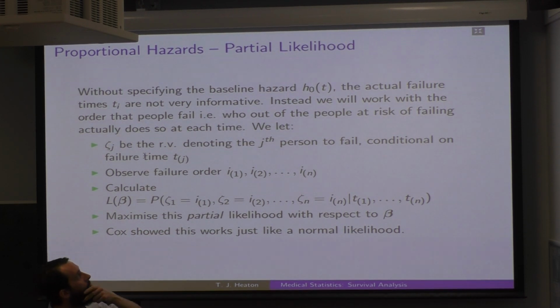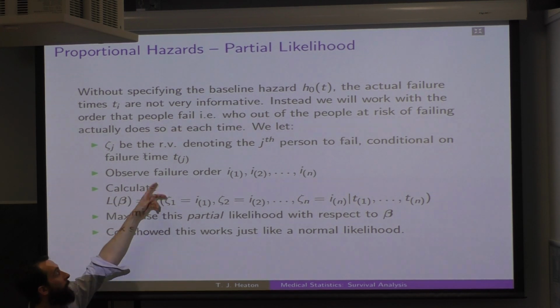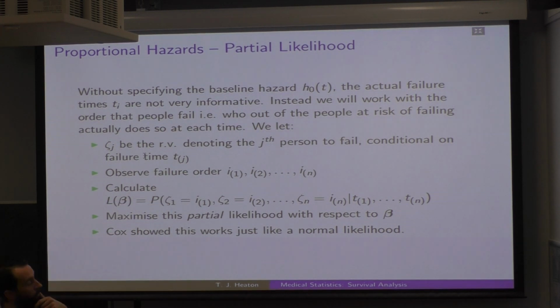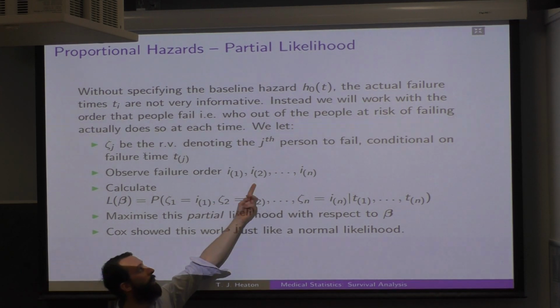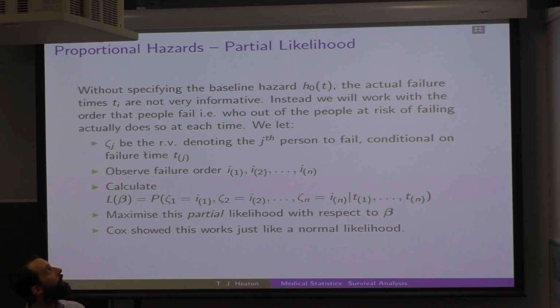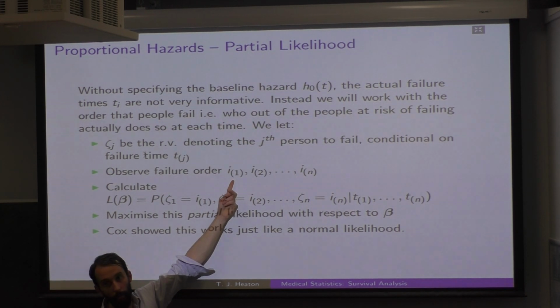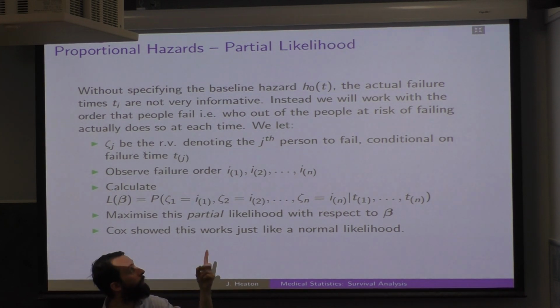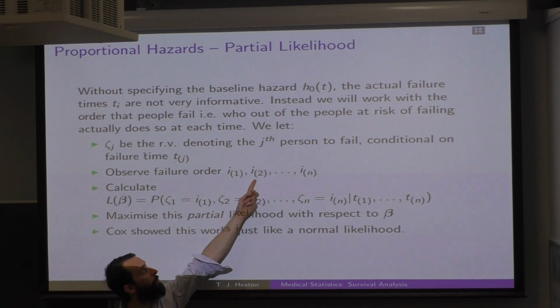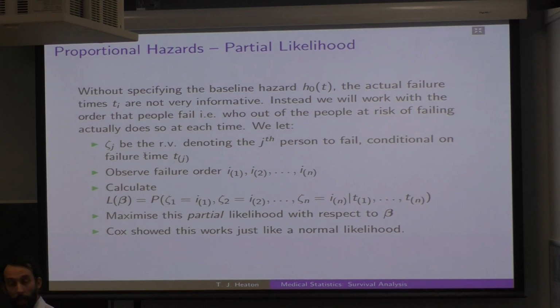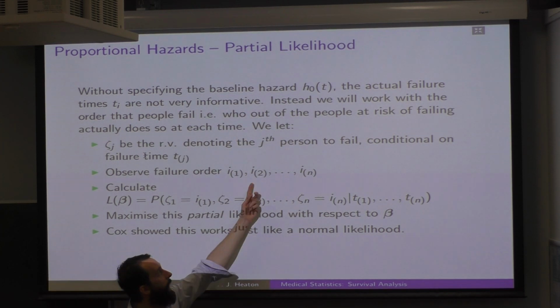I'm going to condition on these failure times, and then what I've observed is a particular failure order. So I've observed that zeta 1 is equal to I1, so I've observed the first person to fail. Zeta 2 is equal to I2, so I know who was the second person to fail, and so on.